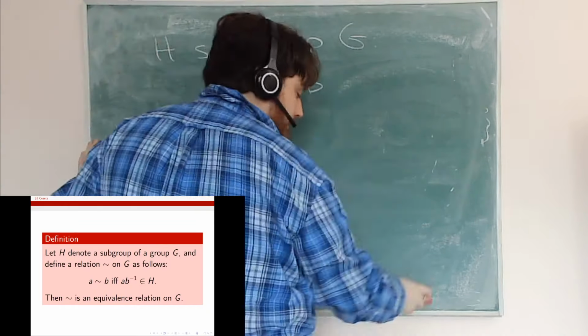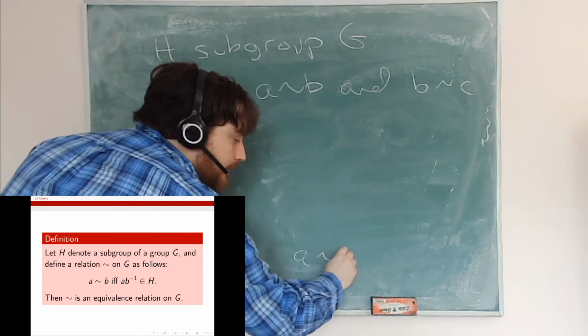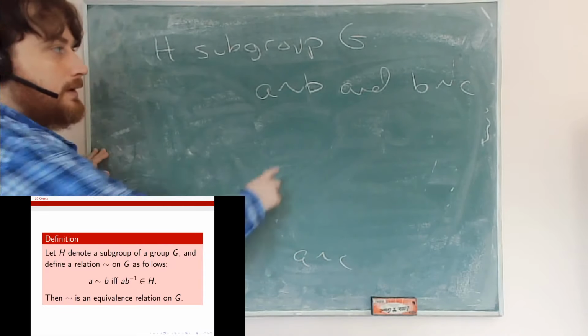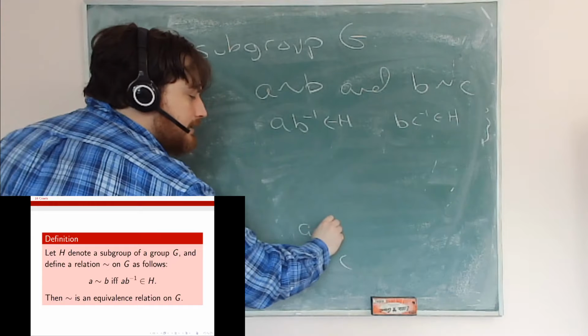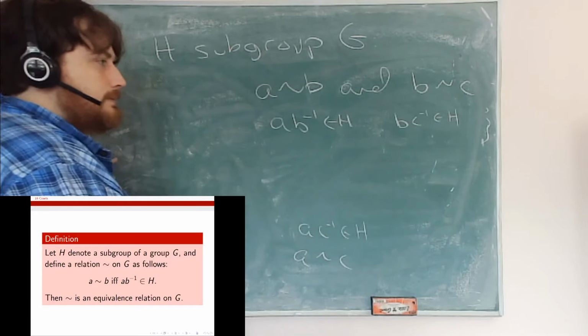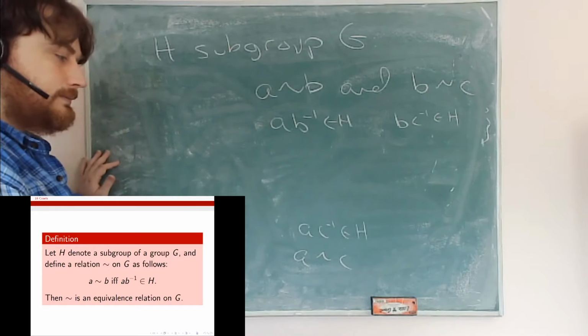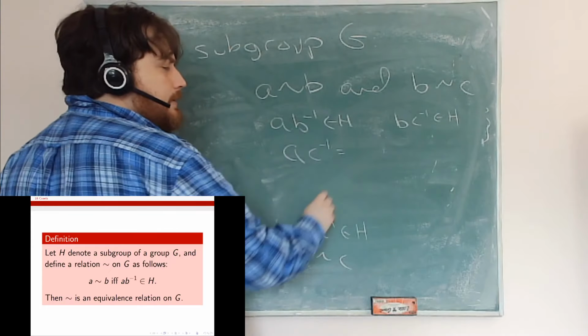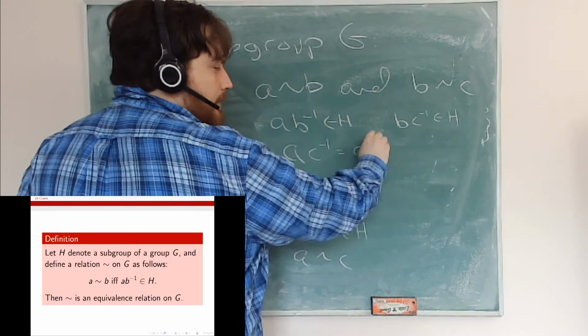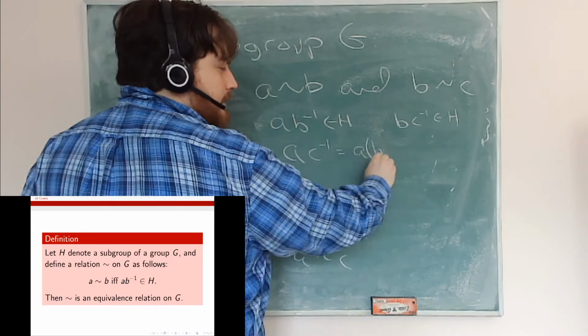So let's suppose A is related to B and B is related to C. We then need to show that A is related to C. So this means that AB inverse is in H, and BC inverse is in H. And I have to show that AC inverse is in H. So how am I going to do that one? Well, notice that A times C inverse is equal to, if I just multiply on the inside here by BB inverse, what is BB inverse?